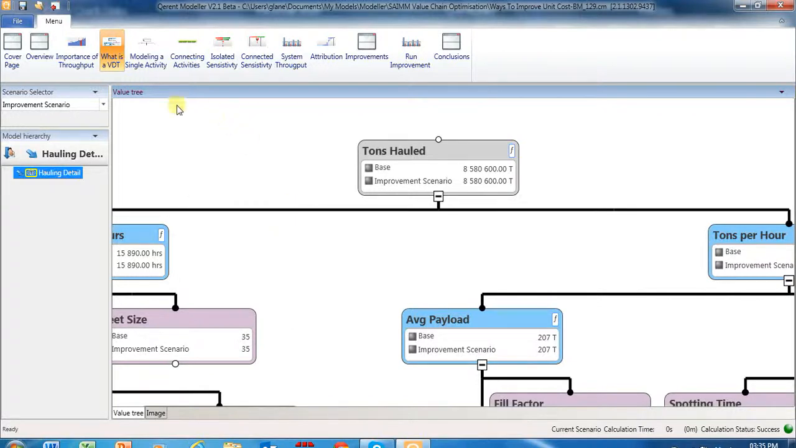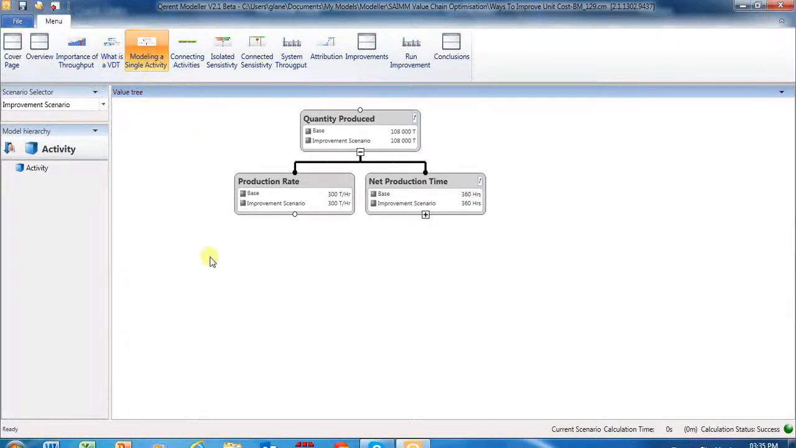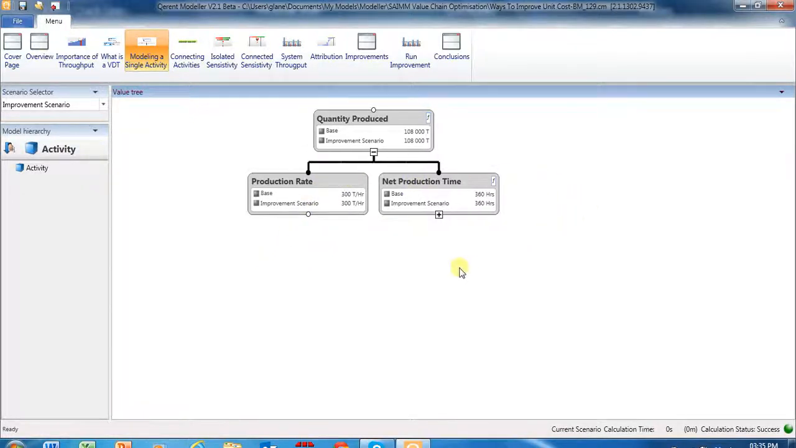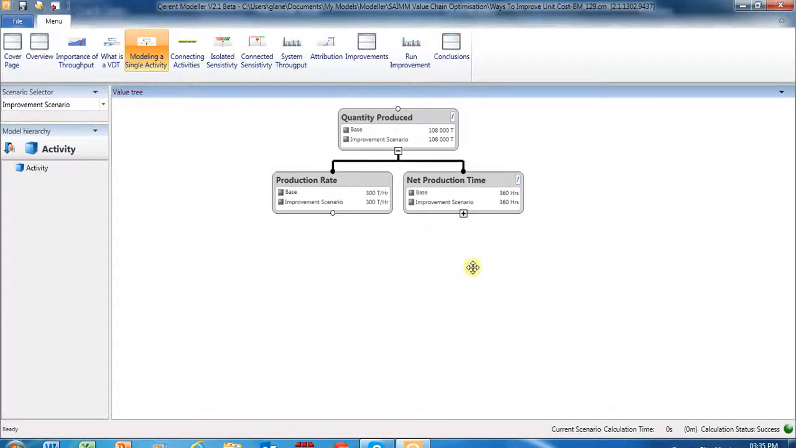So let's first of all look at one individual activity. Let's look at a typical generic activity and how all the activities in this model have been modeled. In its most basic form, any activity can be modeled as quantity produced times production rate times net production time. So it's basically how much you're doing per hour times the number of hours. Now that's not just for mining. You can in fact apply it even to something in banking, where the number produced is the number you can produce per hour times the number of hours that you're actually working.